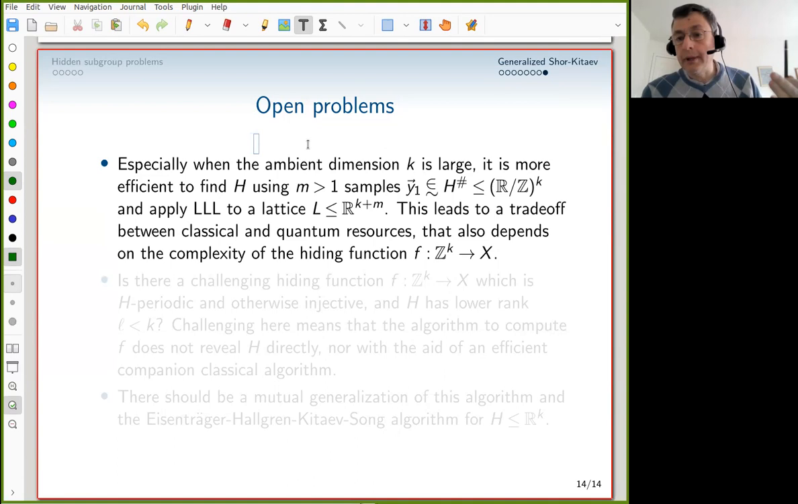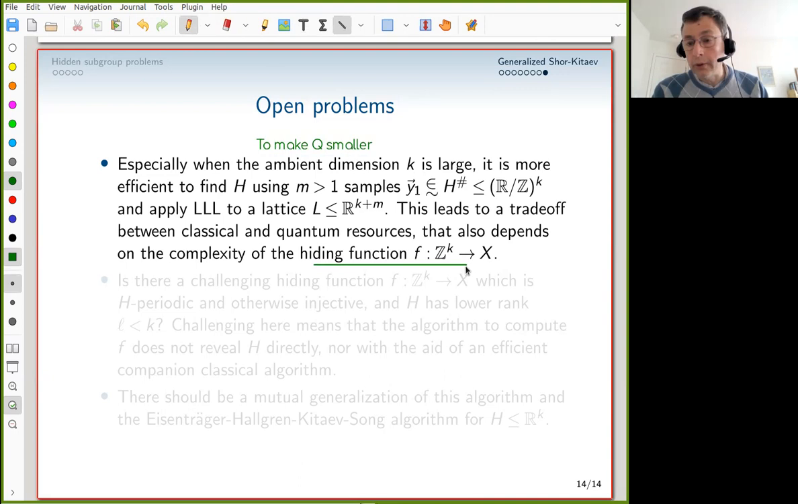It's a trade-off. With more samples, it looks like the quantum computer is doing more work, but it's actually doing less work, because the advantage of more samples is that you don't have to take as big of a multiple of the sample that you had in the lattice stage of the algorithm. So this is to make Q smaller. And making the number of qubits you use smaller is much more important than the number of samples you take. The whole algorithm will go faster, although how much faster it'll go if you decrease Q depends on the computational complexity of the hiding function itself.